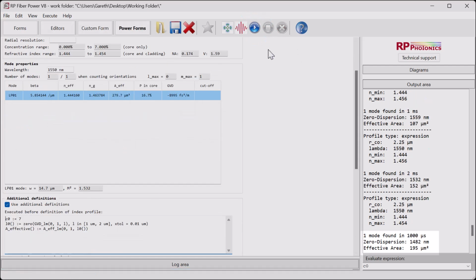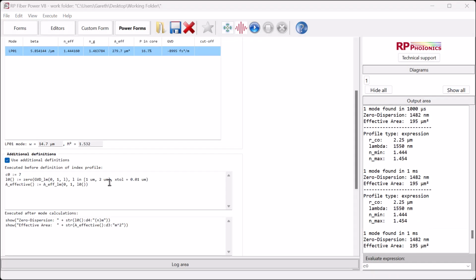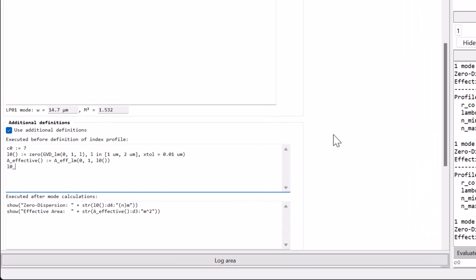But how do we know if we're actually getting closer to our goal? This is where we can define a figure of merit function that gives us a number for how good our parameter set is. We define our desired final zero dispersion wavelength as 1550 nanometers and effective mode area as 80 square microns. We then take the difference between our calculated and desired values, normalized so that there's a result of 1 for every 10 nanometer deviation in the zero dispersion wavelength and 10 square micron effective mode area.